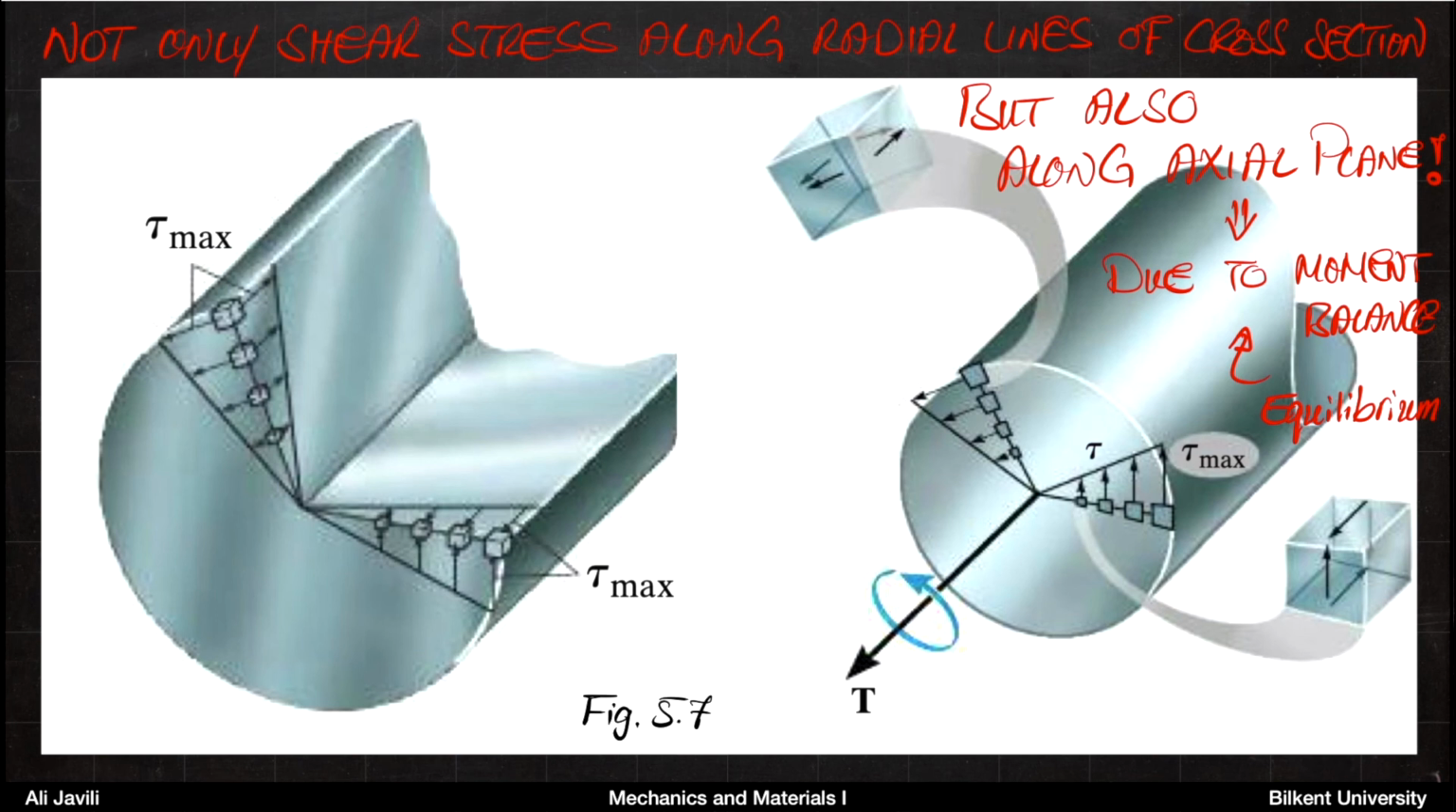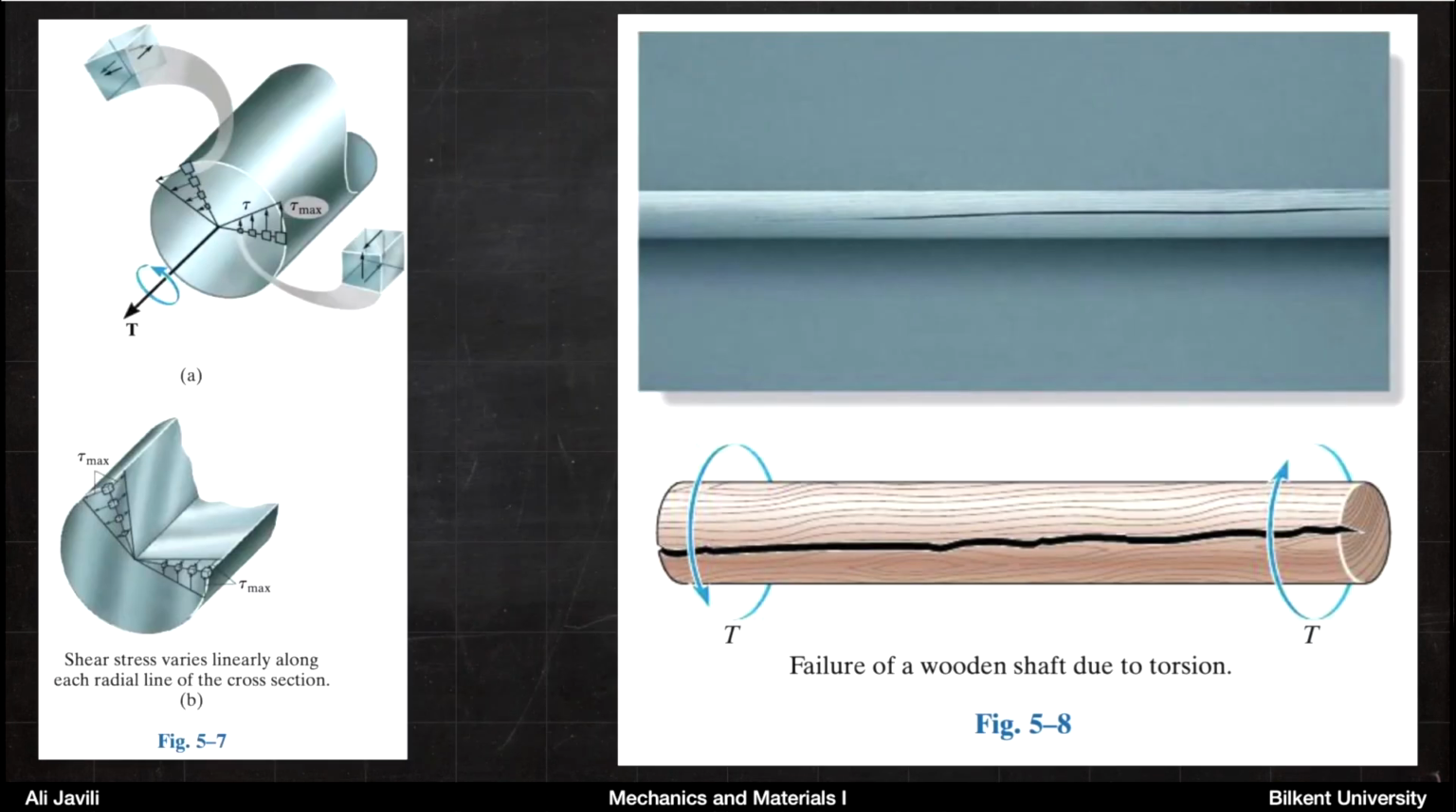Now, an interesting consequence of that is that if you take a specimen and you apply torque on it, because you have shear stress in that other direction, the longitudinal direction, although you are applying a torque, it could fail in the longitudinal direction. And that's exactly what happens.